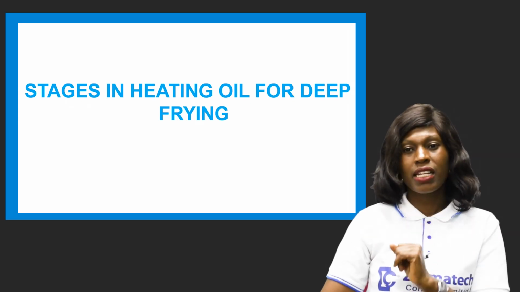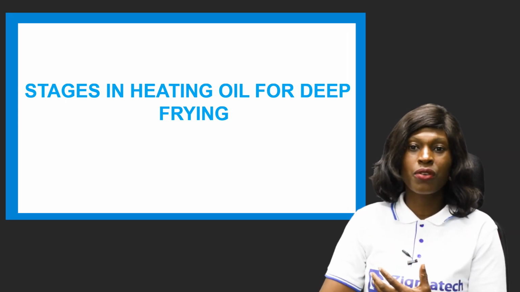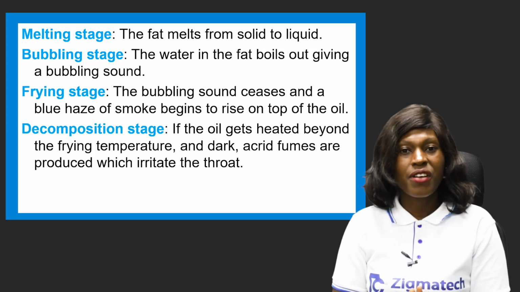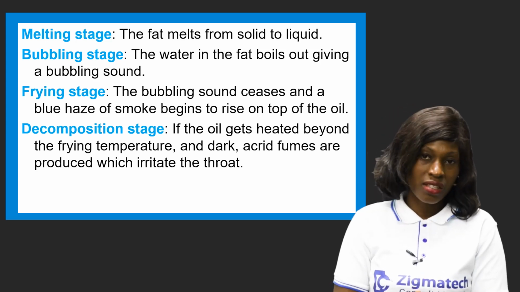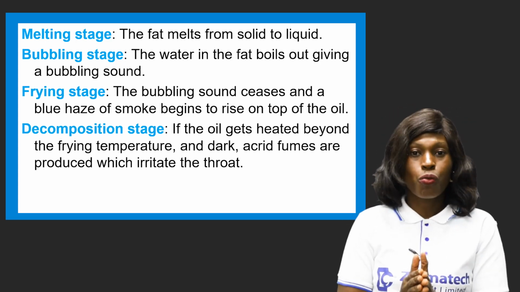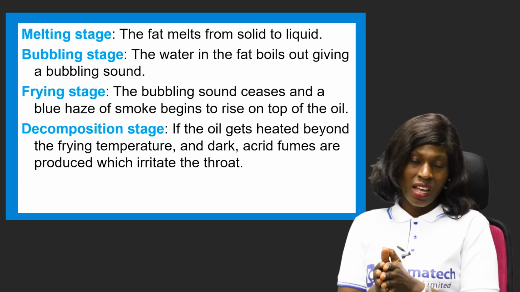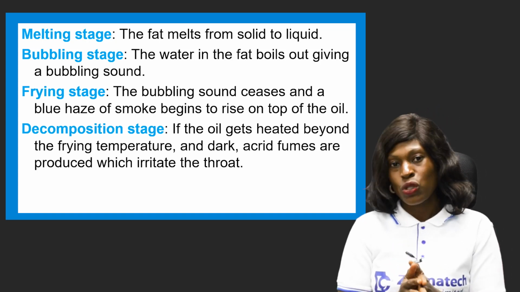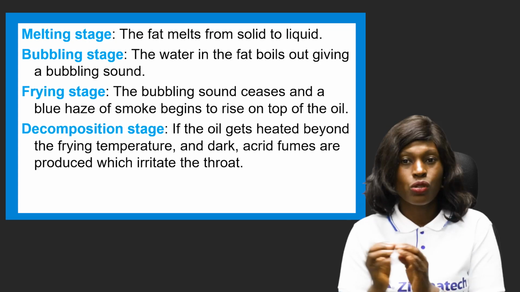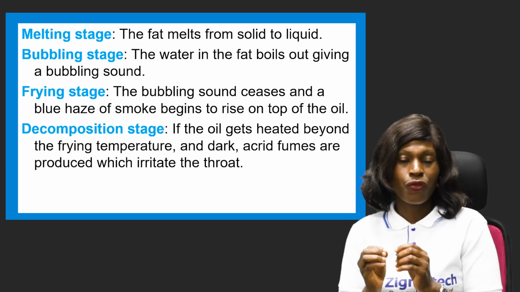And we have the stages in heating oil for deep frying. Before we proceed, let's look at the stages in heating oil for deep frying. Now we have the first stage, which is referred to as what? The melting stage. Now the fat melts from what? Solid to liquid. When you put your oil, it melts from solid to liquid.